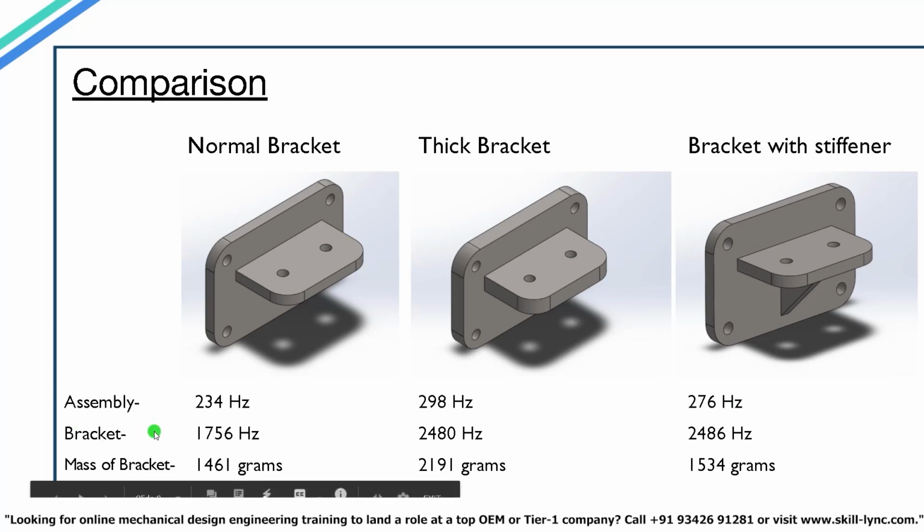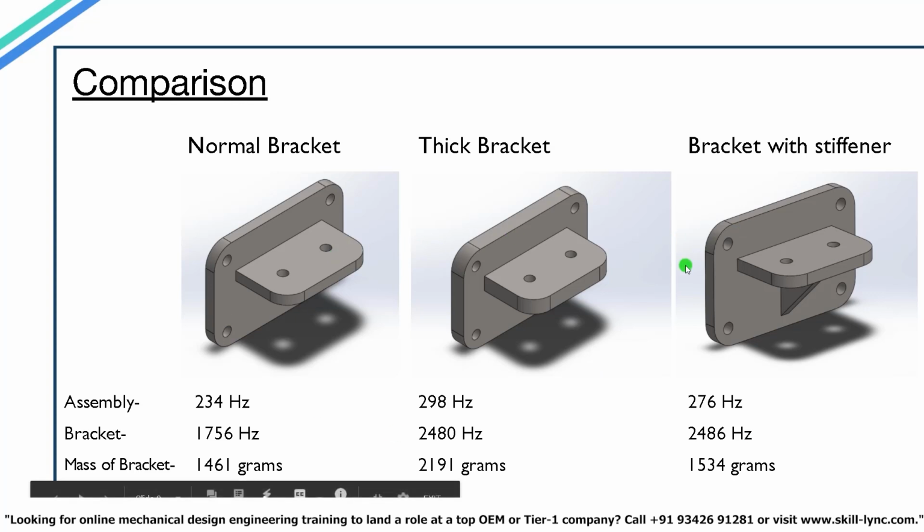The same way, we also performed an individual analysis. So for this one, it is 1756 Hz for the normal bracket. For the thick bracket, the individual resonance frequency was 2480, and for the bracket with the stiffener, it was 2486 Hz. So I also checked the mass of each of these brackets.